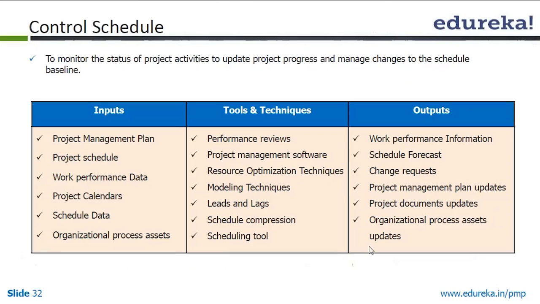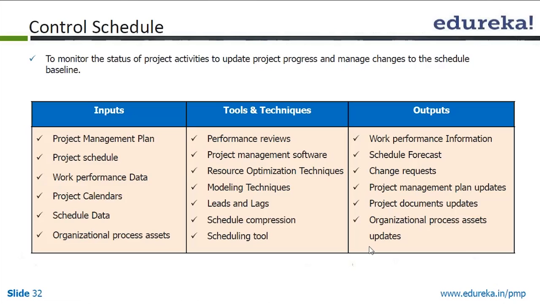So once the schedule is done, now that schedule has to be controlled: to monitor the status of the project activities, to update project progress, and to manage changes to the schedule baseline. So what are the inputs? Project management plan, project schedule, work performance data, project calendars, schedule data, and OPAs are your inputs. So how do we do the controlling? We do performance reviews. Like weekly, monthly, bi-weekly, all those project reviews as per the project's communication plan, whatever we have decided, we do the performance reviews and we document the data.